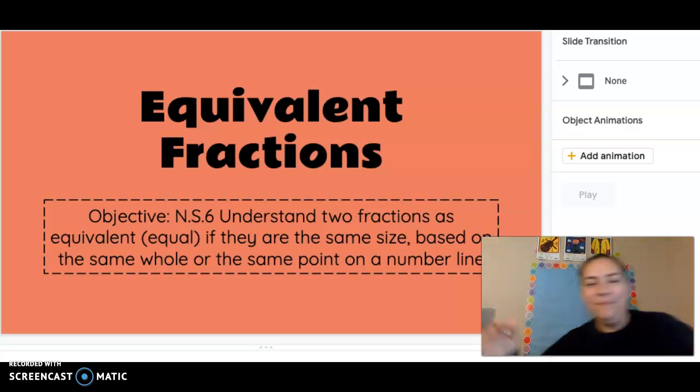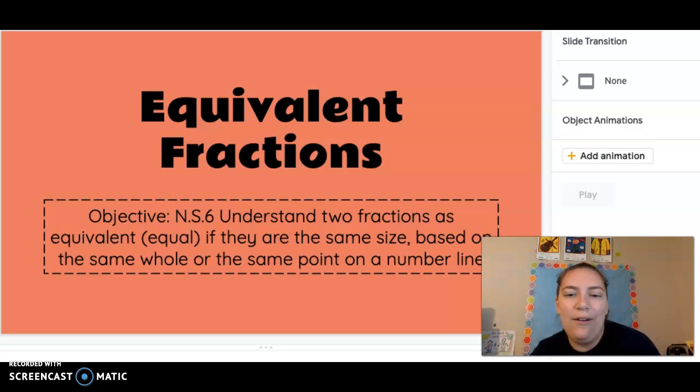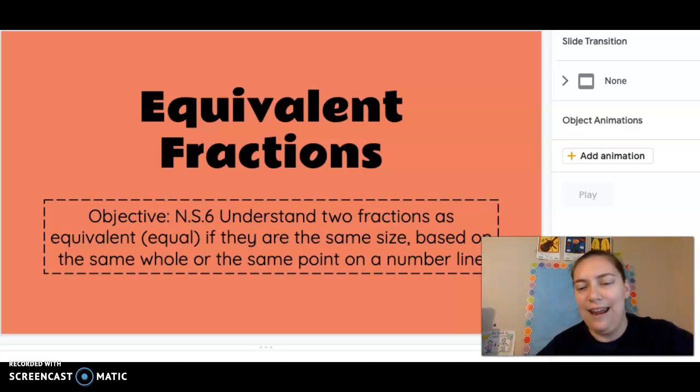Bye. Okay, so our objective today is going to be to understand that two fractions are equivalent or equal if they are the same size based on the same whole or the same point on a number line. We're not going to talk about number lines today, but we're going to talk about the actual fractions that are written out.